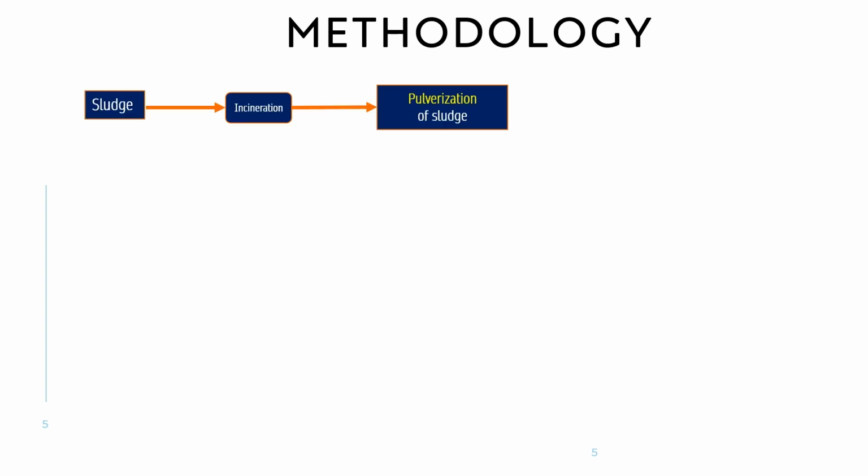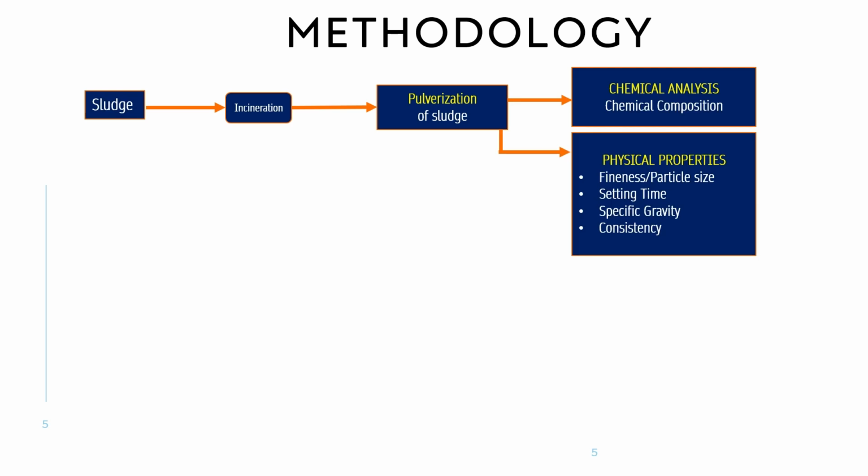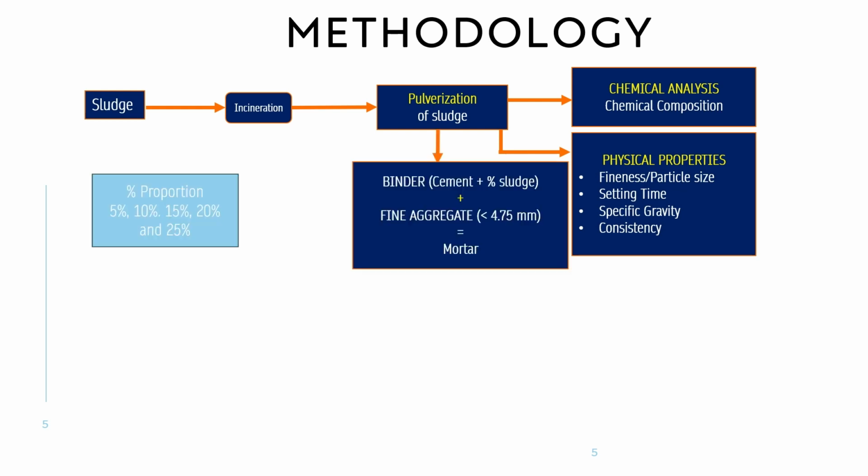So the methodology that we have adopted in our study is that, first of all, we have taken sludge from STP plant, but the sludge we obtained was in a very wet form and contains a lot of organic material. So we have to incinerate it at very high temperature in a furnace, and then we have pulverized that dried sample to microfine size using a planetary ball mill. Then we have conducted chemical analysis and physical property tests like fineness test, setting time, specific gravity test, and consistency of the sewage sludge ash.